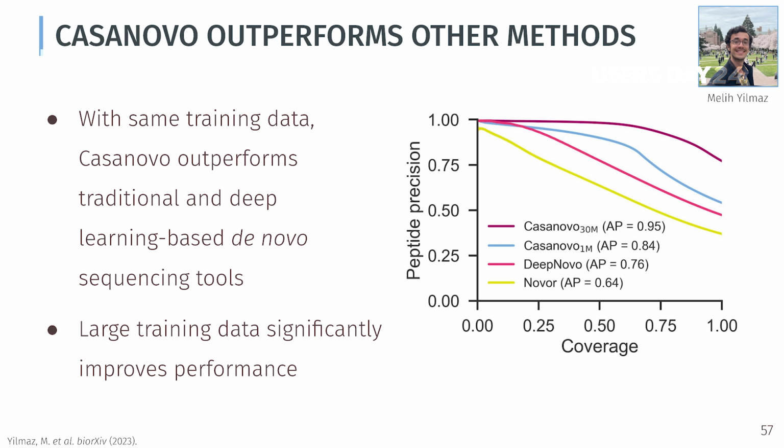Here, DeepNovo and Novor are existing models. Casanovo is the new transformer-based model. The one in blue was trained on 1 million sequences, the one in dark pink on 30 million sequences. And we see that we can do a lot better than the previously developed methods, and also that a large data set size really makes a difference.